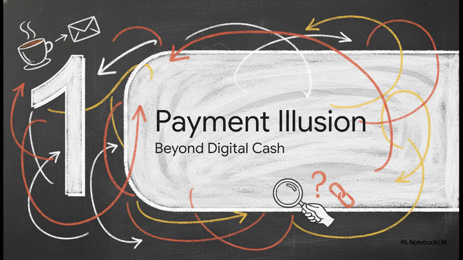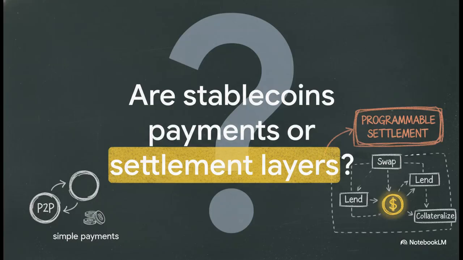Section 1, the stablecoin payment illusion, moving beyond digital cash. We really have to confront a foundational assumption here. Do stablecoins act exactly like digital cash? You know, when we see a token move from wallet A to wallet B, our brains instantly categorize it as a simple payment. Like, oh, someone's buying a coffee or maybe sending money back home.